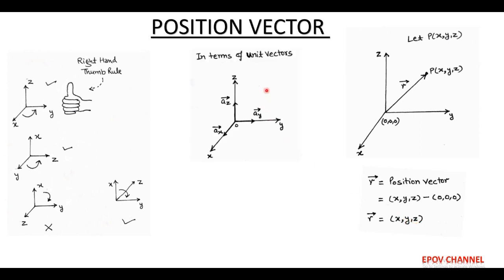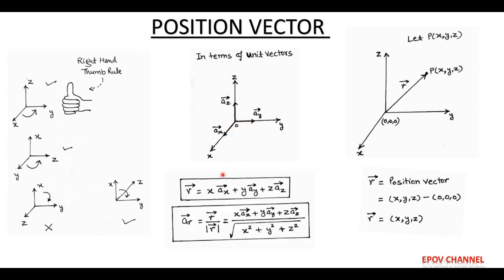And in terms of unit vectors, we consider unit vector x along the X-axis, unit vector y along the Y-axis and unit vector z along the Z-axis. These unit vectors have a magnitude of unity. So the position vector small r is equal to x unit vector x plus y unit vector y plus z unit vector z. Now, after representing the position vector small r, this position vector also has its own unit vector, denoted by small a suffix small r, and it is the ratio of the r vector upon the magnitude of the r vector. And the magnitude of the r vector is the square root of x square plus y square plus z square.